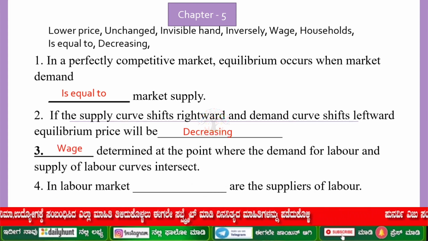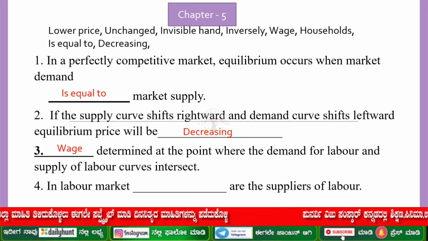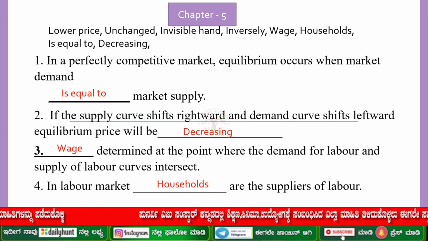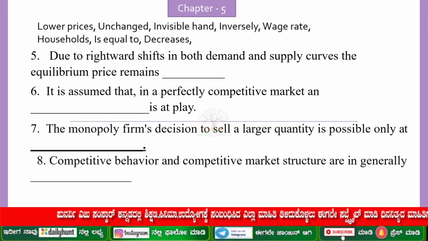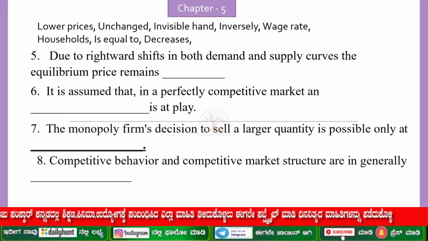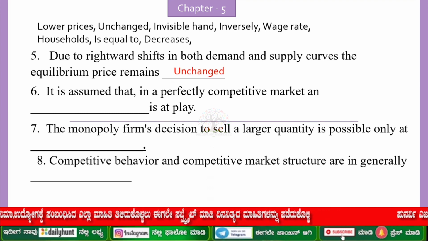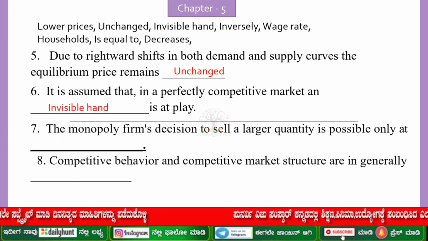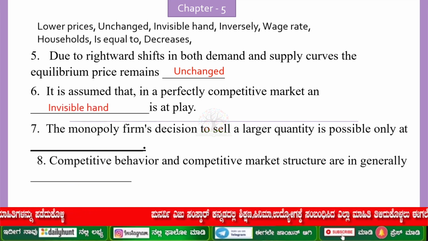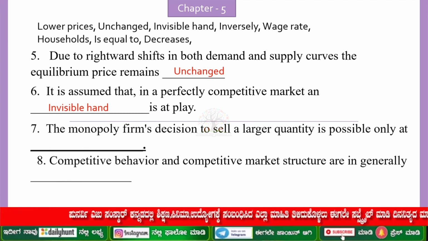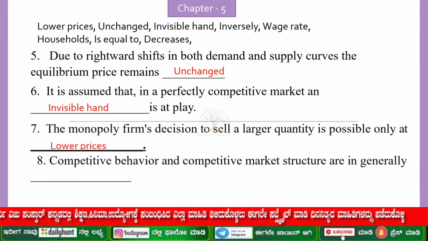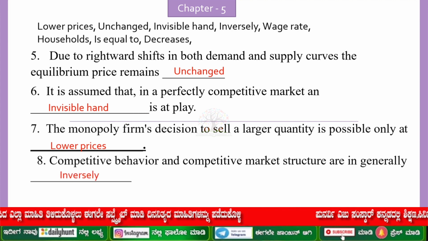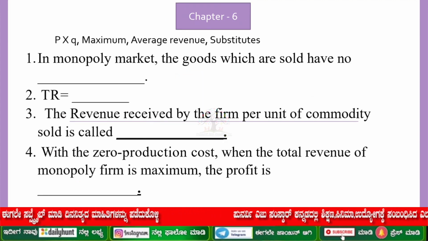Wage is determined at the point where demand for labor and supply of labor curve intersect. In a market, households are the suppliers of labor. Due to a rightward shift in both demand and supply curves, equilibrium price remains unchanged. It is assumed that in a perfectly competitive market, an invisible hand is at play. Monopoly firm's decision to sell a large quantity is possible only at lower price. Competitive behavior and competitive market structure are generally inversely related.